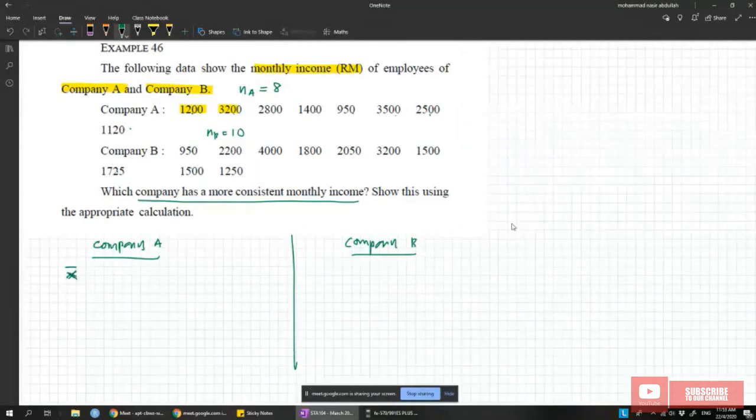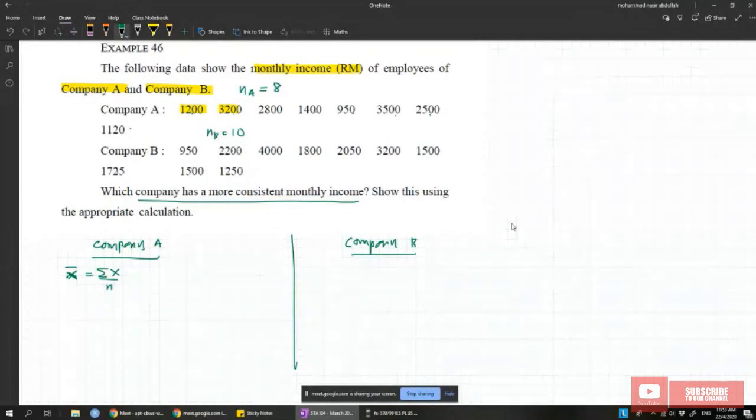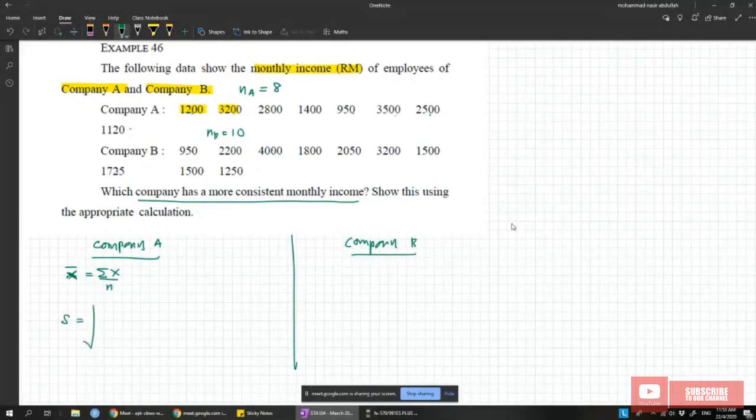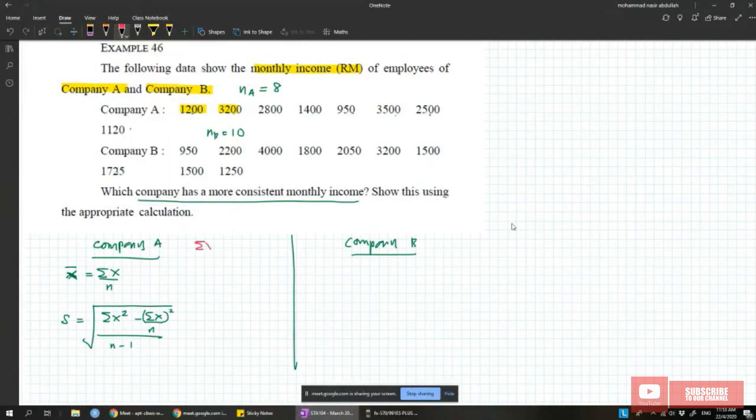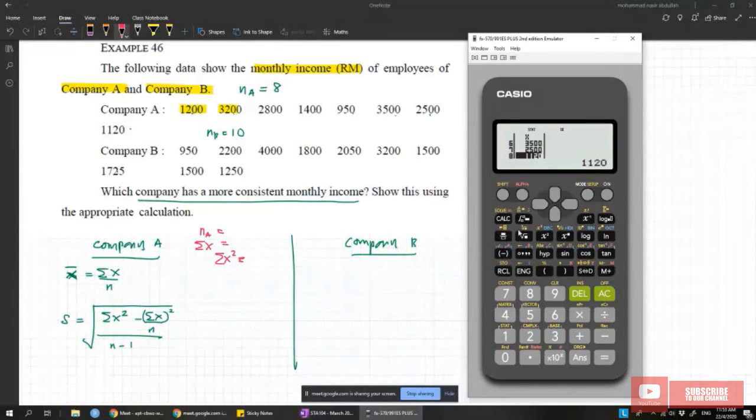So first we want to find x bar. X bar is equal to summation of x divided by n, right? And another one is we want to find standard deviation, which is equal to the square root of summation of x square minus summation of x, all squared, divided by n, everything divided by n minus 1, right? So the values that we want to find are summation of x, summation of x square, and the value of NA, right? So these are the 3 values that we want to find.